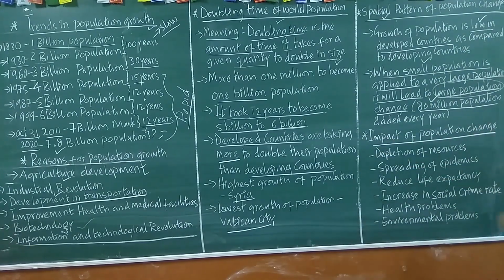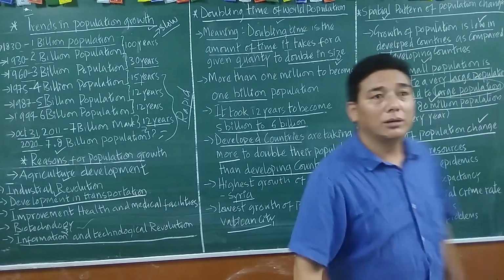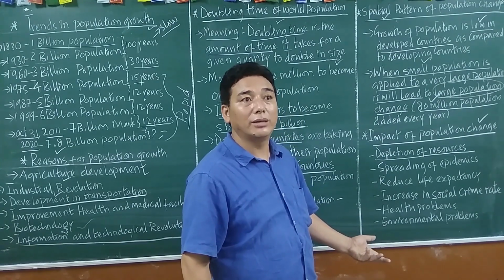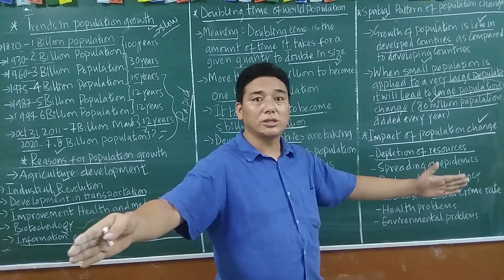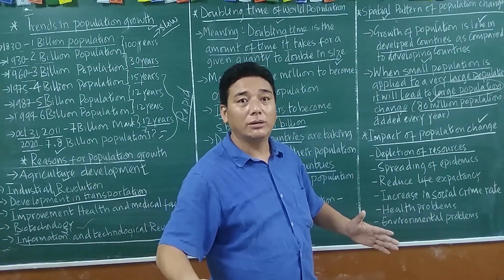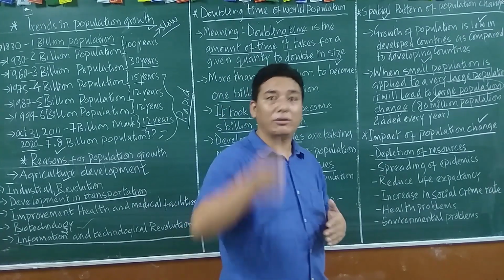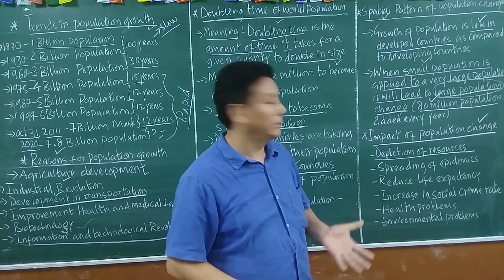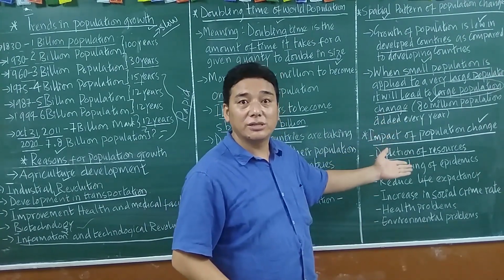Impact of population change: depletion of resources. The quality of resources will go down. All the resources provided by nature, for example the river, mountainous areas. If you try to visit Mount Everest and the camp, you will find a lot of bottles. So the depletion of resources is taking place.